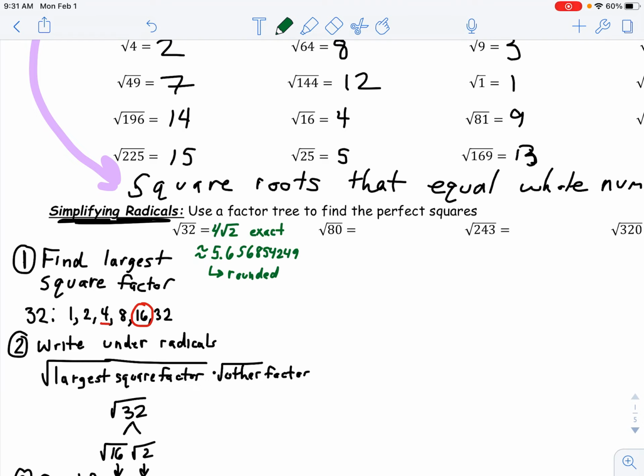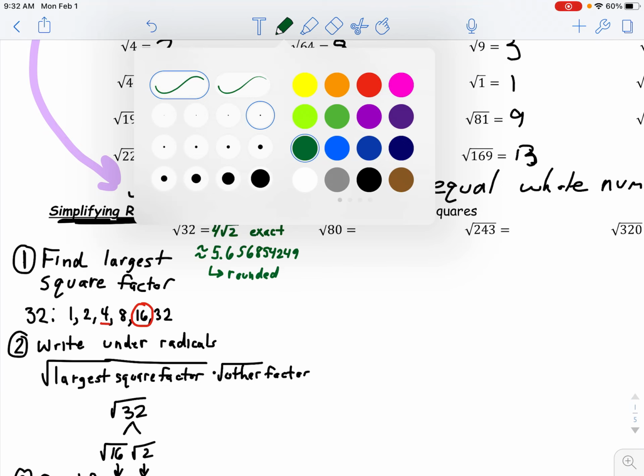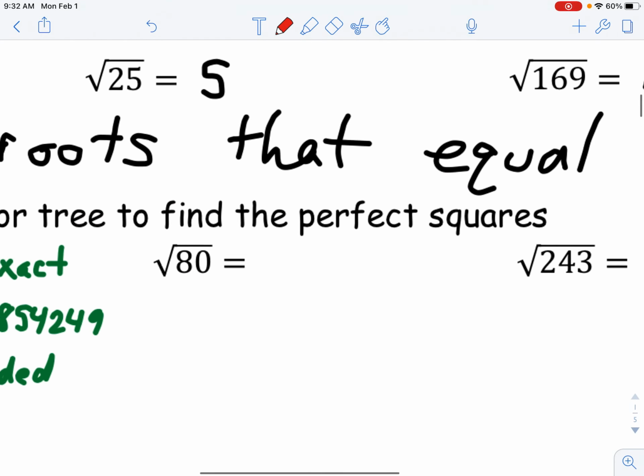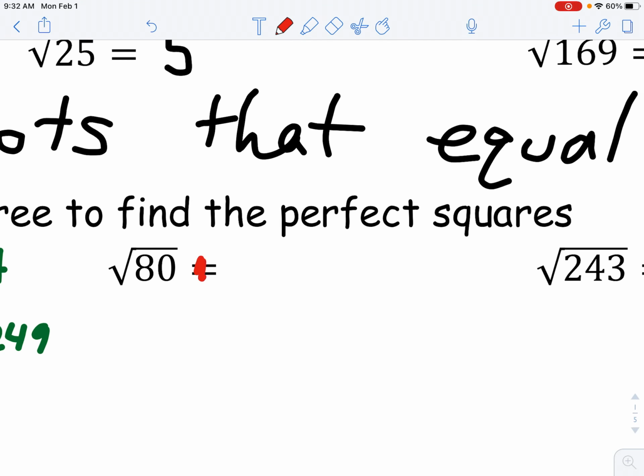All right. So with the square root of 80, first we need to find the largest square factor. And again, some people might be able to say really quickly what it is. Some people might need to think about it and practice it. Again, we're just building skills. So I don't really like the equal sign there. I'm just going to list some factors.